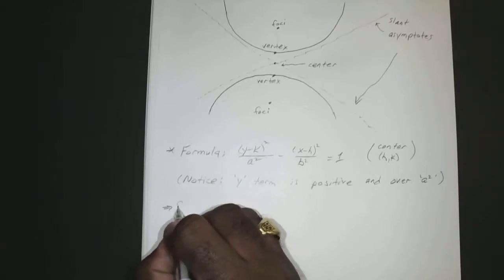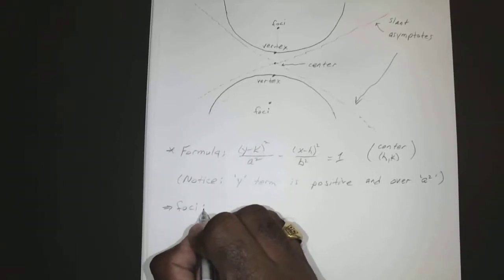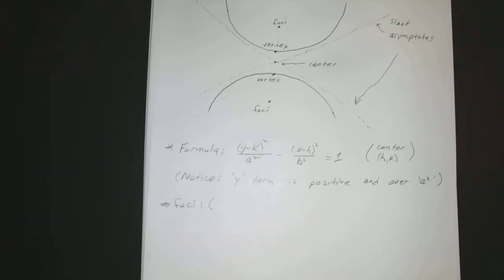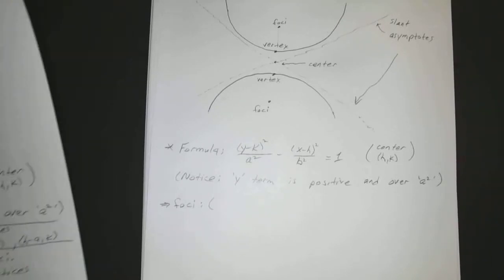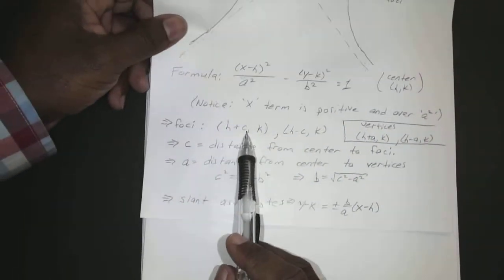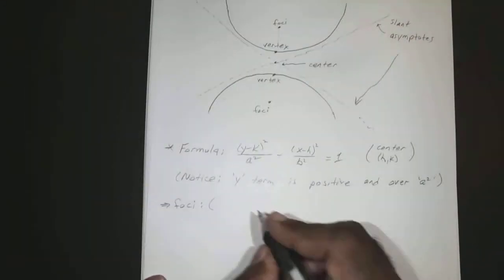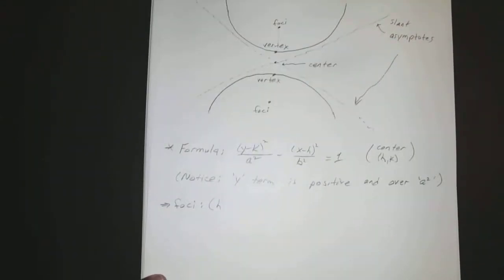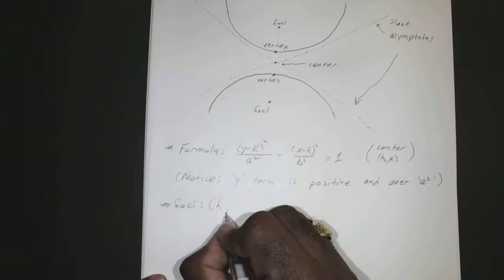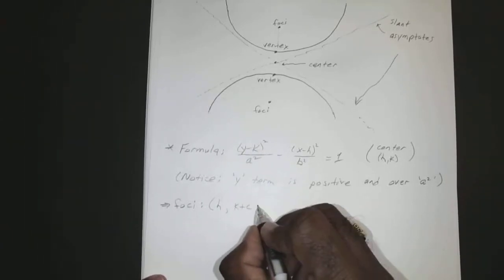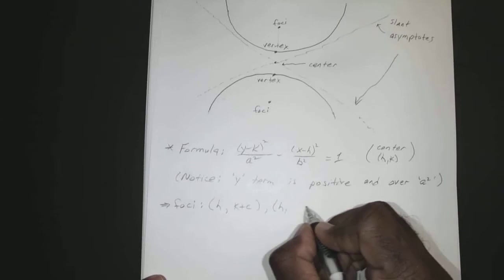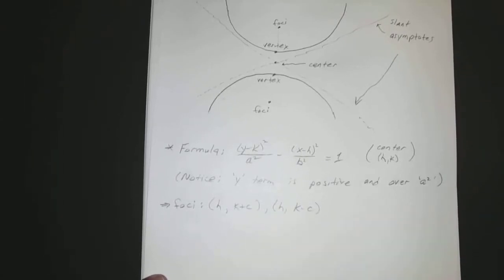Okay, so now for this one, your focus points: when it's horizontal, it's h plus c, h minus c. But when it's vertical, it's k plus c, k minus c. Because remember, if it's shifting, it's going either up or down.